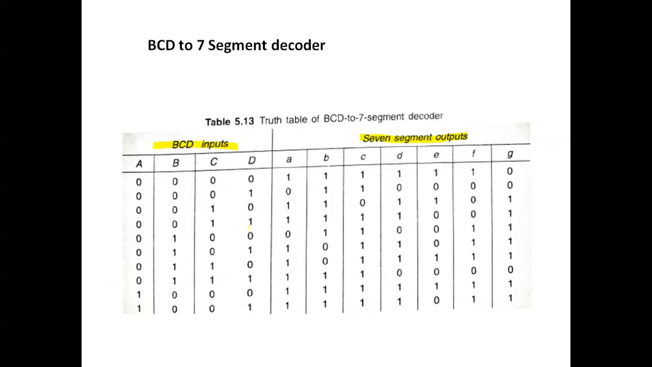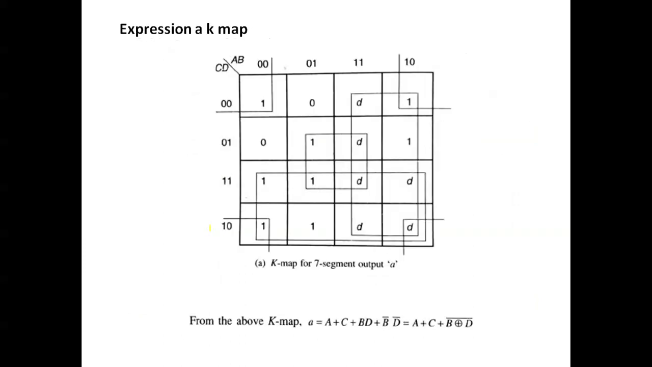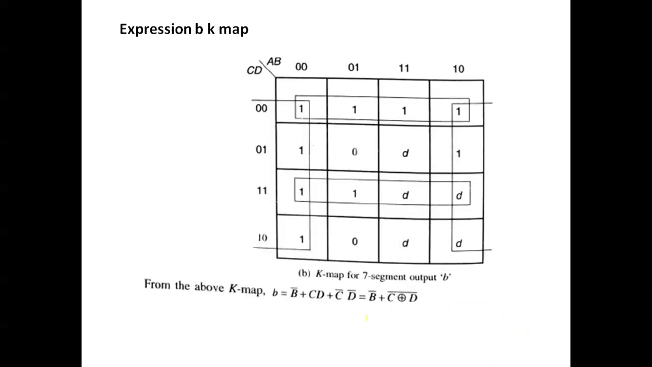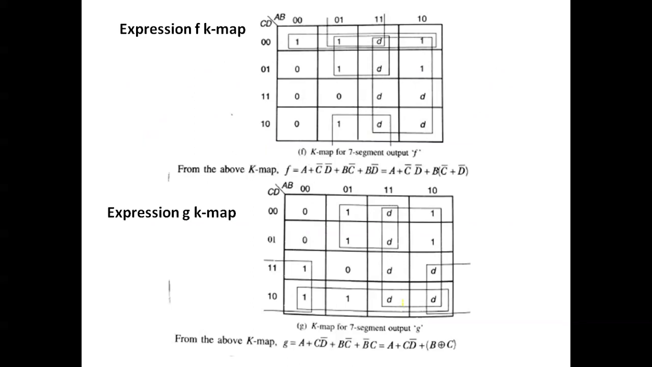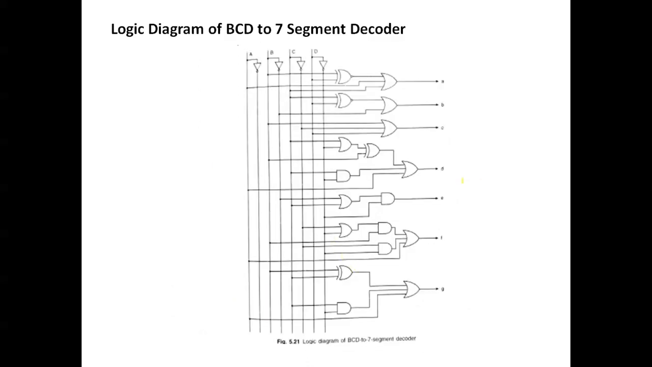So based on the truth table for A B C D up to G, we can get the values. So based on the values we can do the K-map. By implementing the K-map we will get the Boolean expression. Similarly you will get the Boolean expression for every K-map for C D up to F and G, you will get a K-map and expression, and finally based on the expression you will get the logic diagram. Okay.